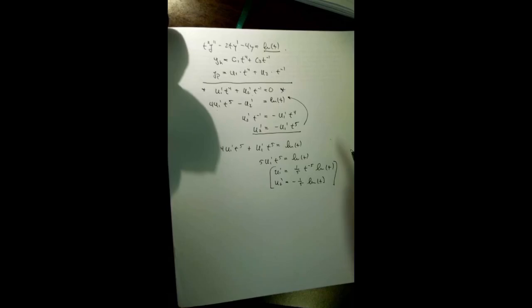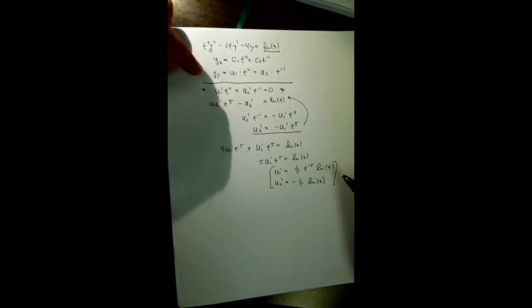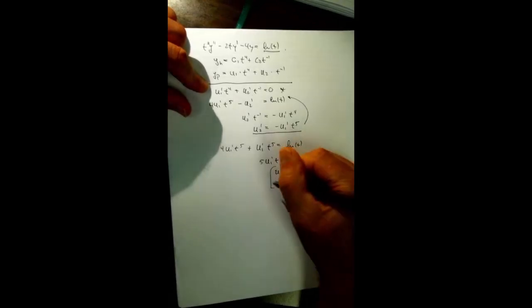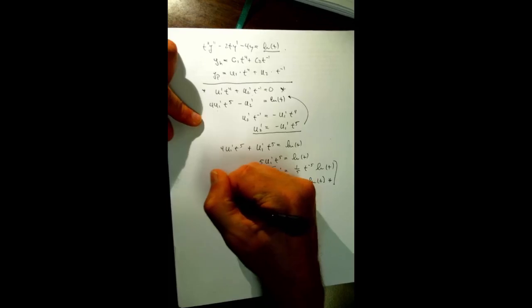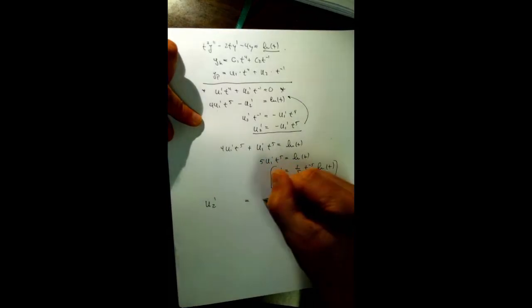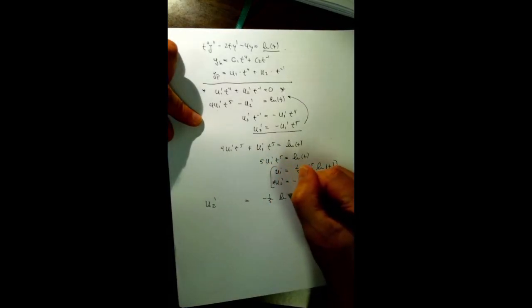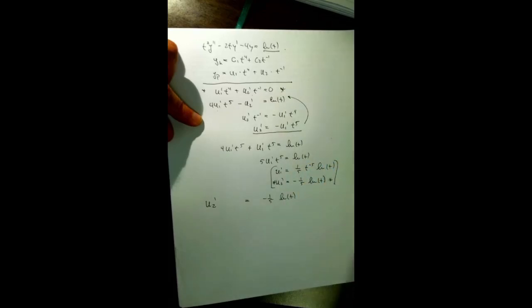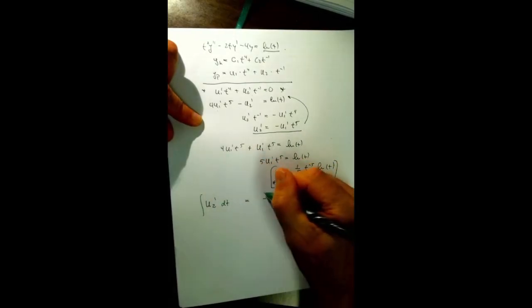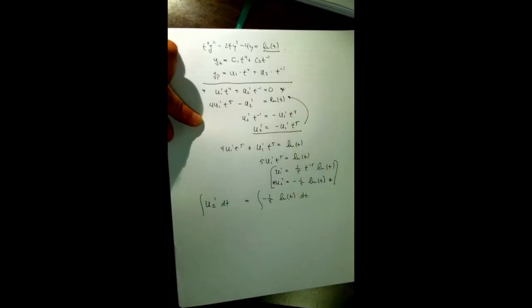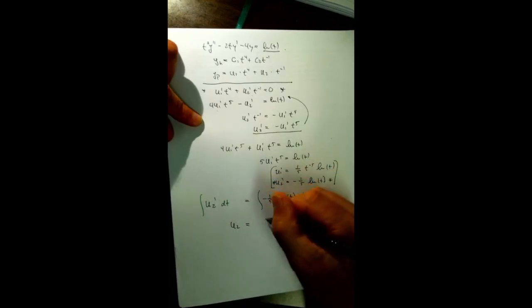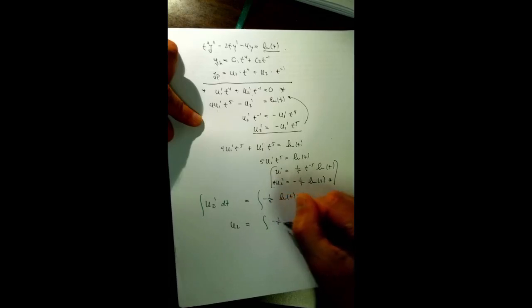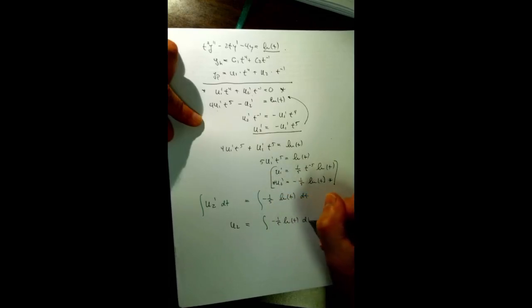Neither of these are nice to work with. They're both going to be integration by parts. Let me do this one first because I think it's going to be a little bit more straightforward. So U2 prime is minus 1/5 log of t. Take the antiderivative of both sides. So we get U2. It's going to be the antiderivative of minus 1/5 log of t dt.